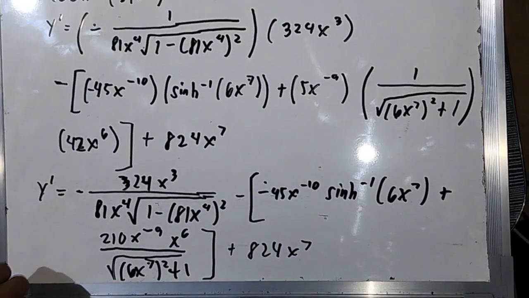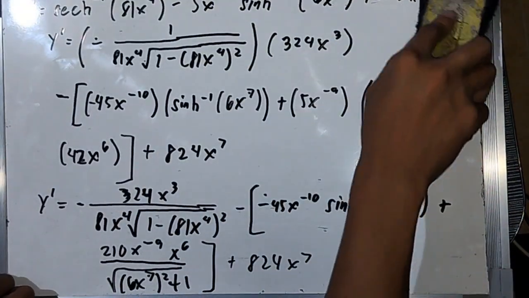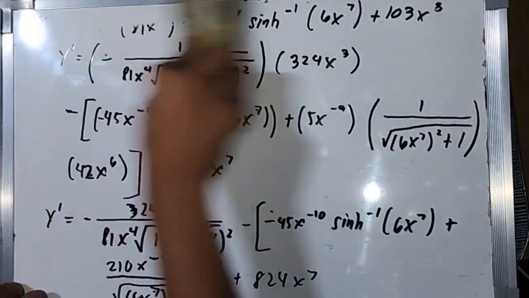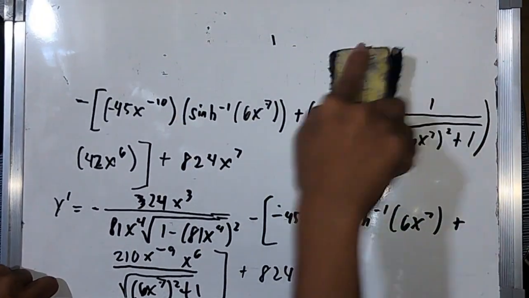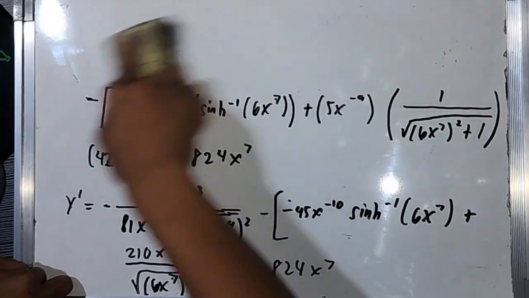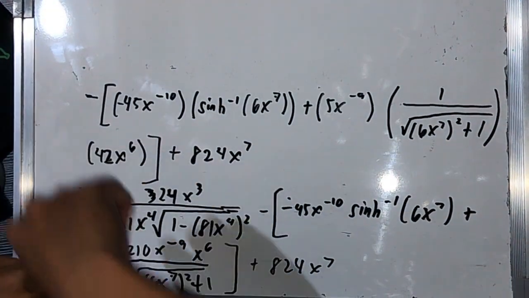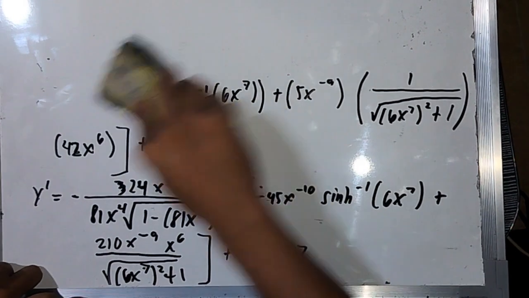So let's erase this on top because this solution is very long and we need to erase some first. Then rewrite the y prime.